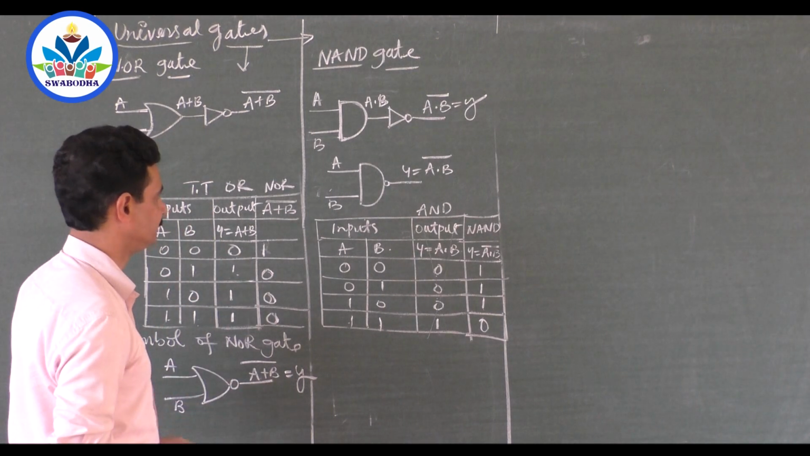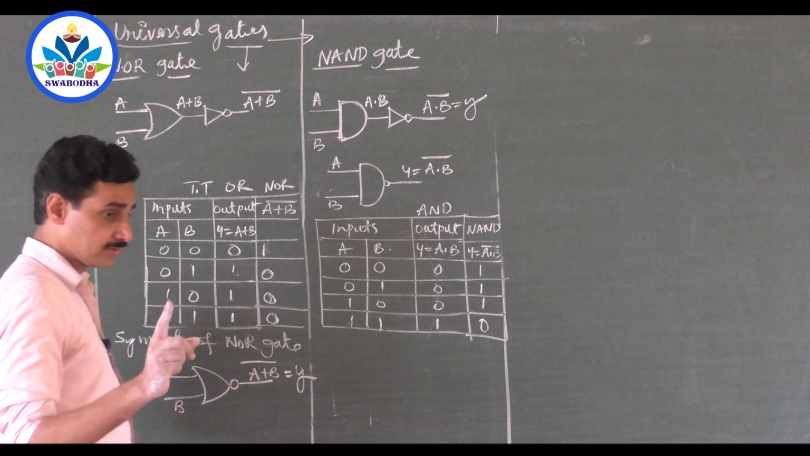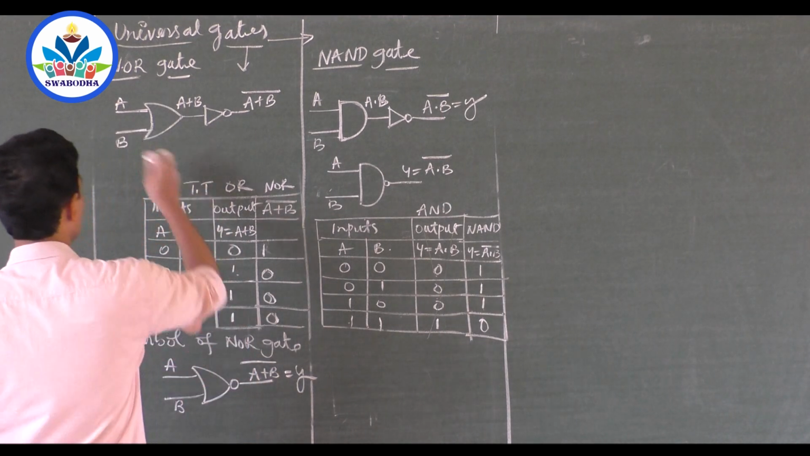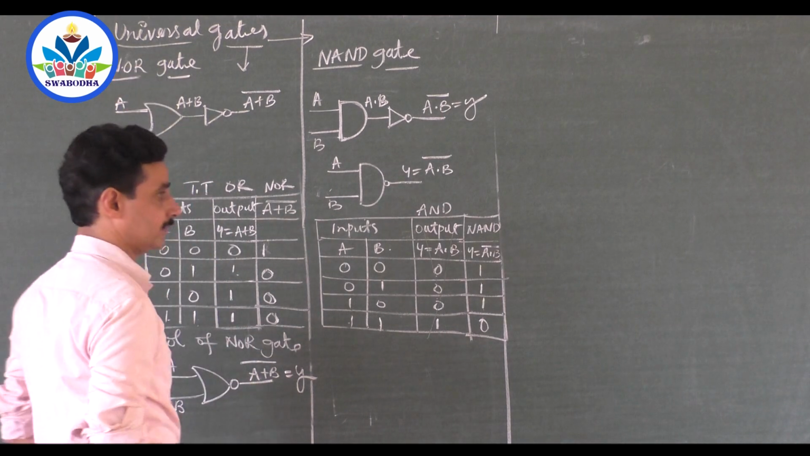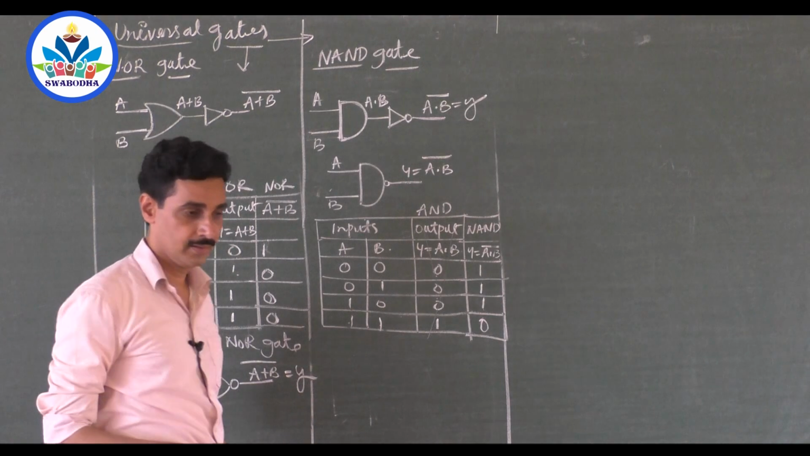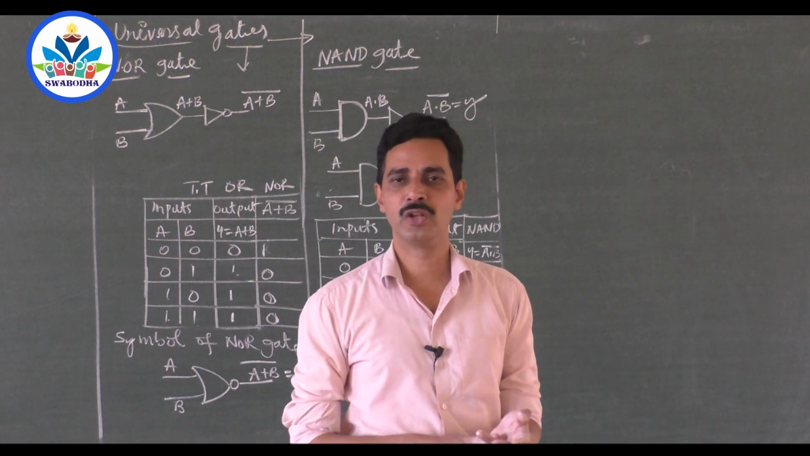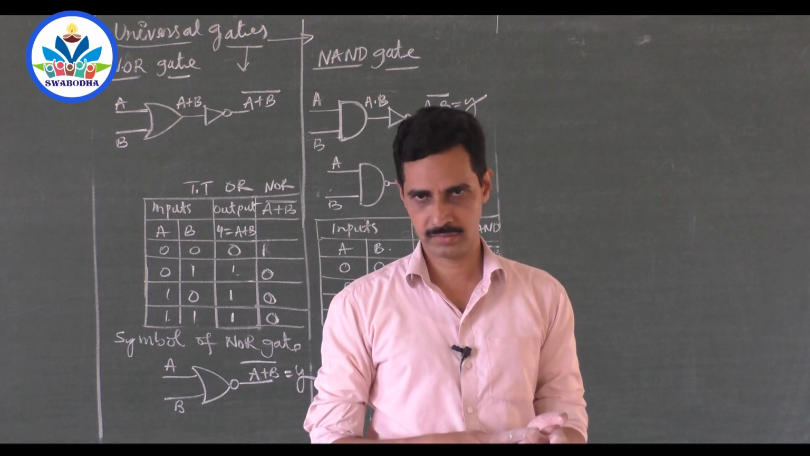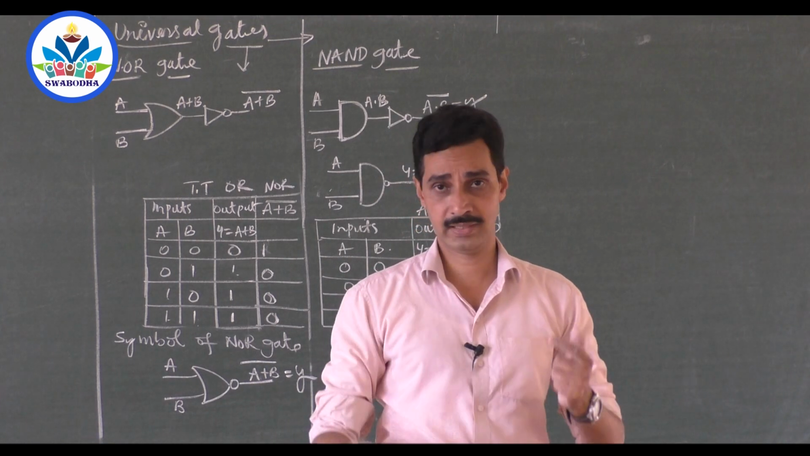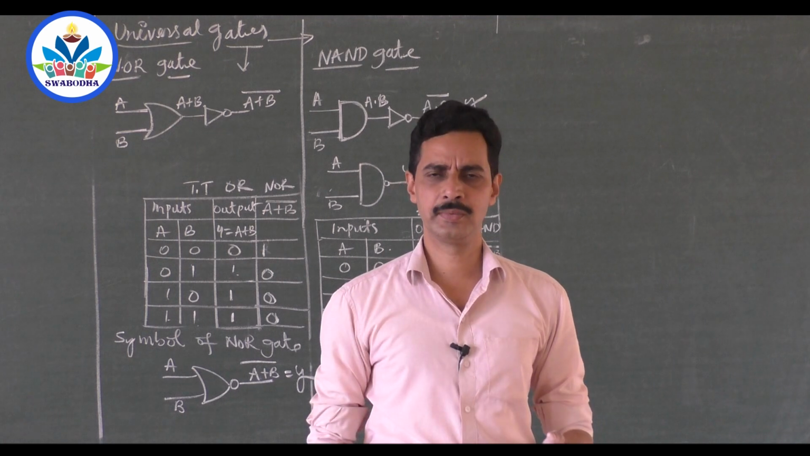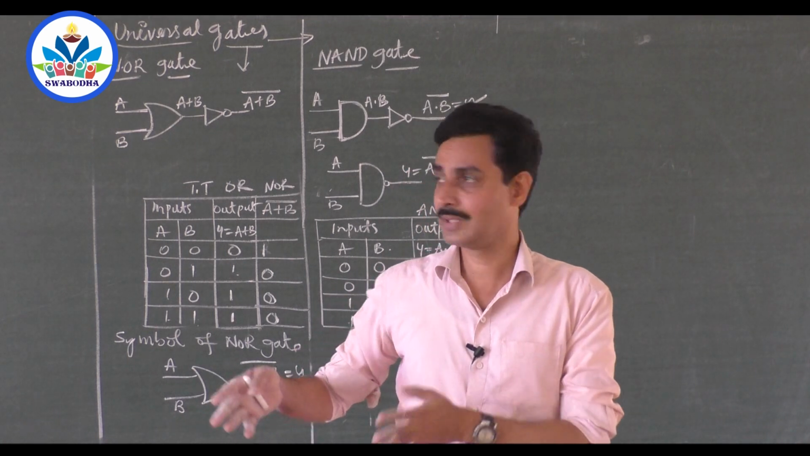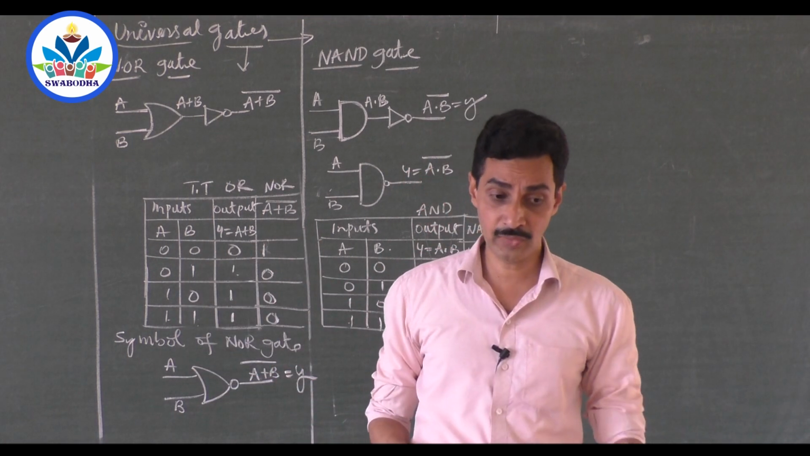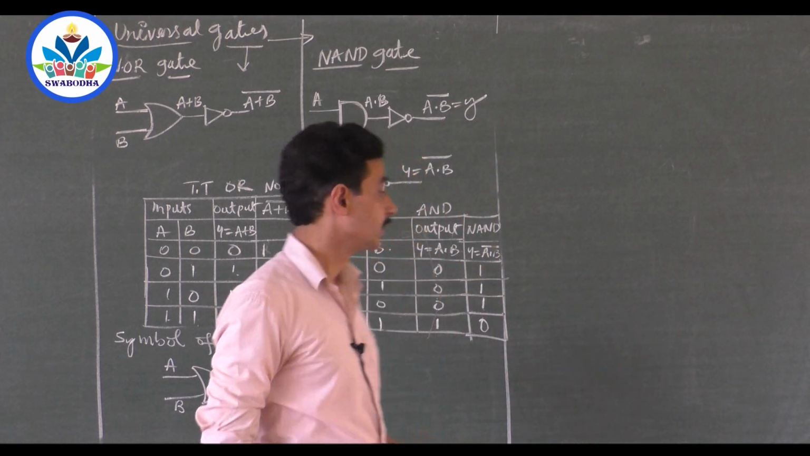Now how to do this? Very simple. We will start with the NOR gate. Using NOR, you must be able to produce NOT, AND, OR, and even NAND, whatever it is. Everything must be produced using the NOR gate. Otherwise, how can we call it universal?